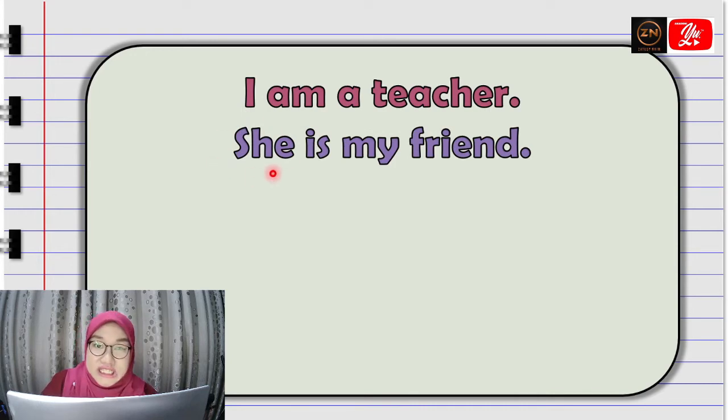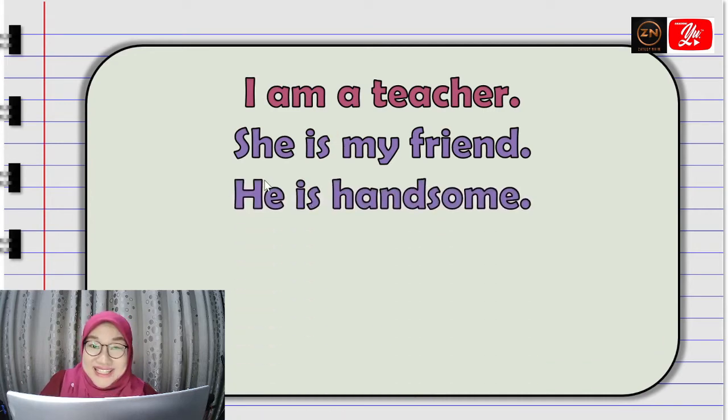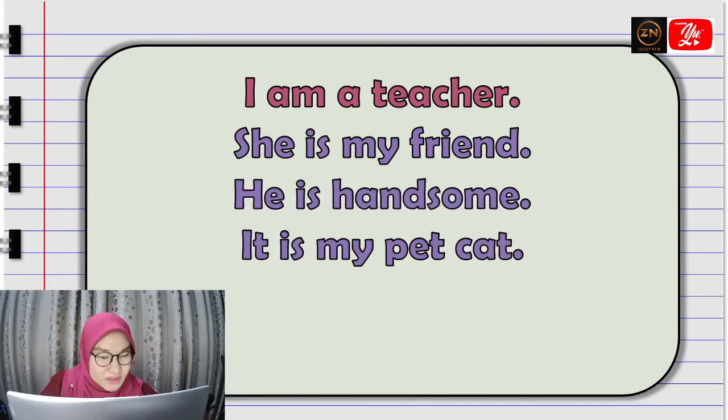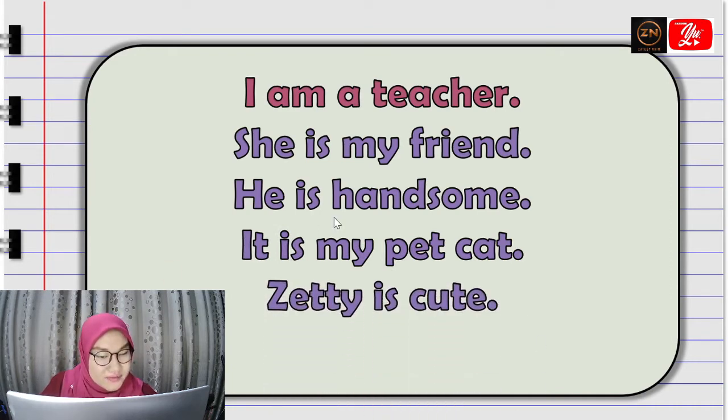You know that she is a singular subject because it refers to only one person, a girl. Only one girl. So therefore, you need to use the singular verb to be, which is "is". Okay? And the next one, he is handsome. It is my pet cat. Next, we have Zetty is cute. Because Zetty is one person, that is why you need to use "is" also. Okay, so I'm showing you here "is" is a singular verb to be, alright?